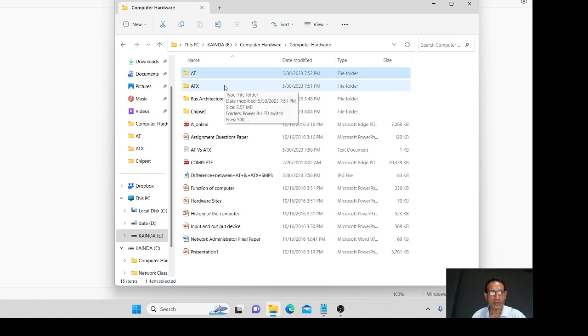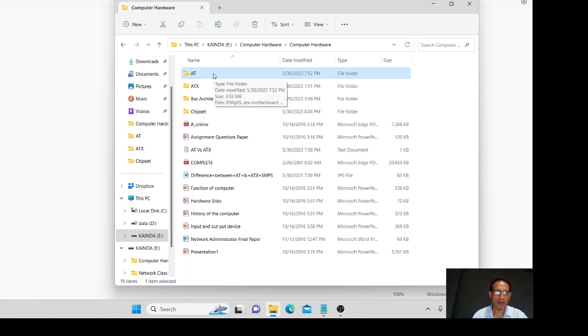Computer motherboard, the main board of the computer. There are two types of motherboard you can identify, mainly AT and ATX, the two technologies. AT means Advanced Technology, ATX means Advanced Technology Extended. According to the form factor of the motherboard, these two categories are available.